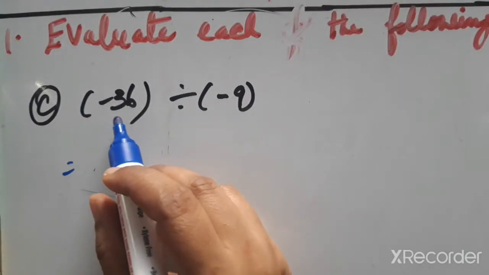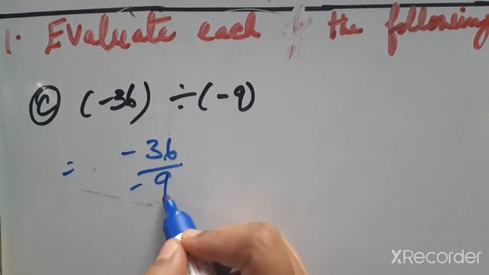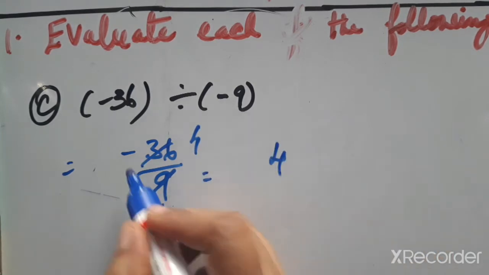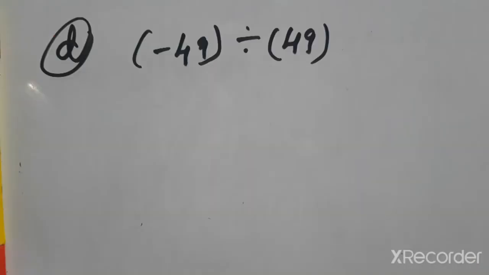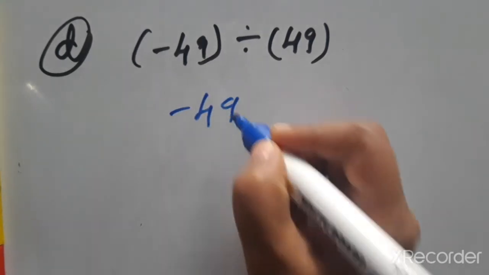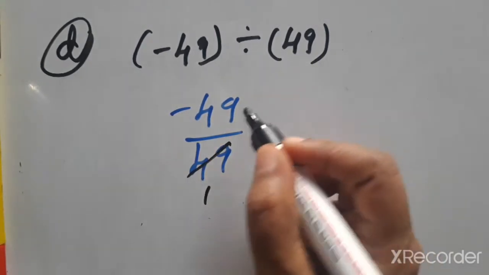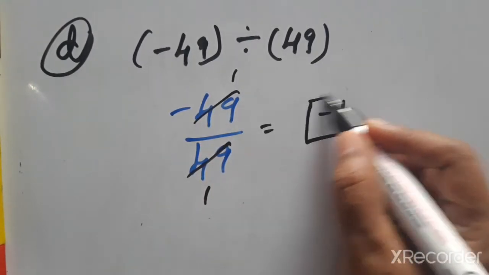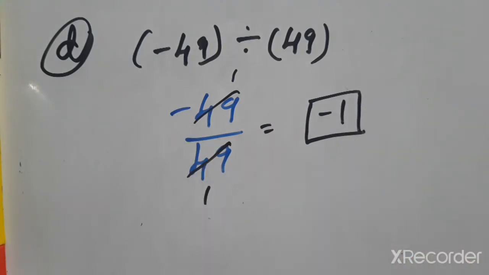Now C1, children, minus 36 divided by minus 9. Minus 36 is the numerator and minus 9 is below. 9 1s are 9 and 9 4s are 36. Answer 4. Minus into minus is plus. So the answer is plus 4. Now D1, children, minus 49 divided by 49. So you have to write minus 49 by 49. Now 49 1s are 49, so 1. The answer is minus 1 because minus into plus is minus.